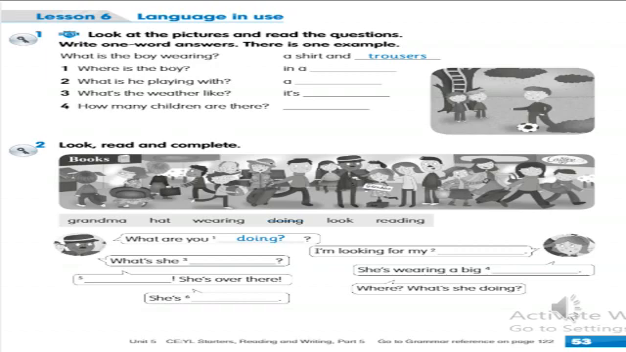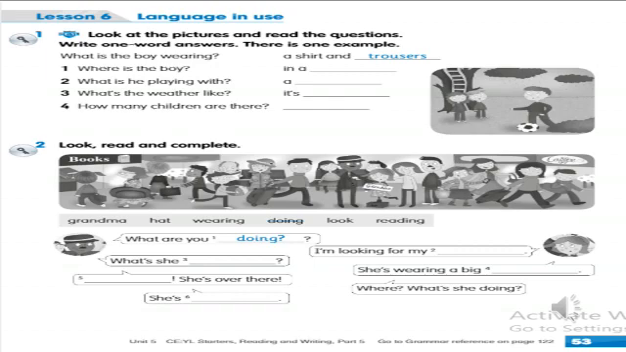So, we have the first question here. It's an example. What is the boy wearing? Can you see the picture? Can you see the boy? What is the boy wearing? He's wearing a shirt and trousers.